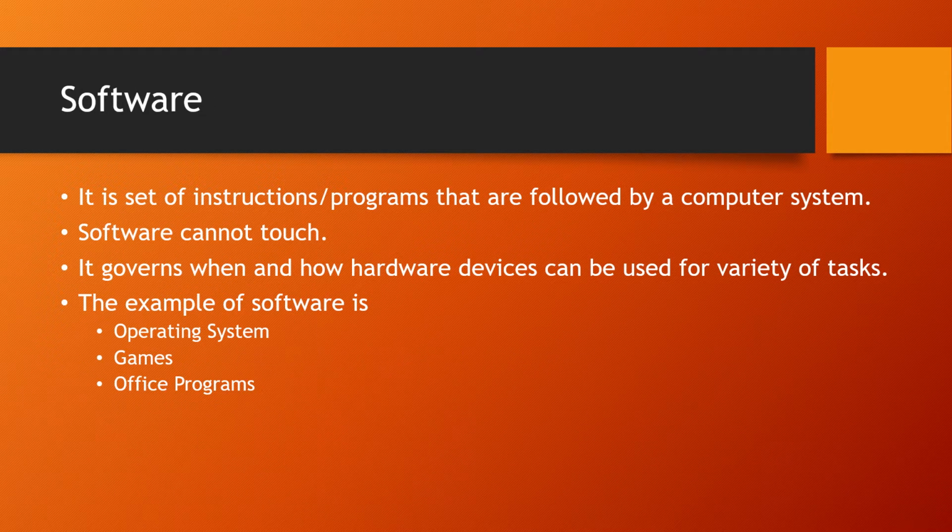Now what is software? Software is a set of instructions or programs that a computer system follows. Software can't be touched. It governs when and how hardware devices can be used for a variety of tasks. It means it is like a manager. It will manage a sequence of instructions, how to run the instructions on a computer system. Examples of software are the operating system, games, applications or office programs.